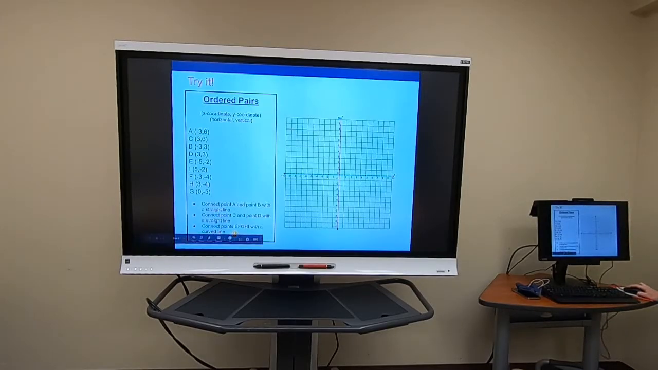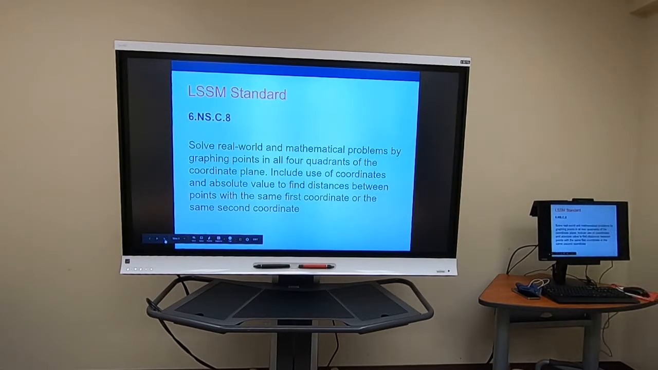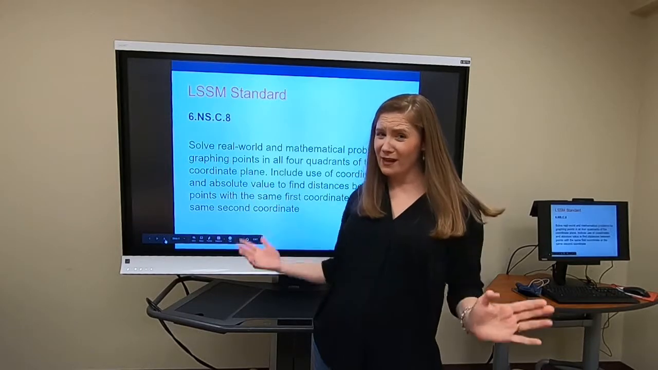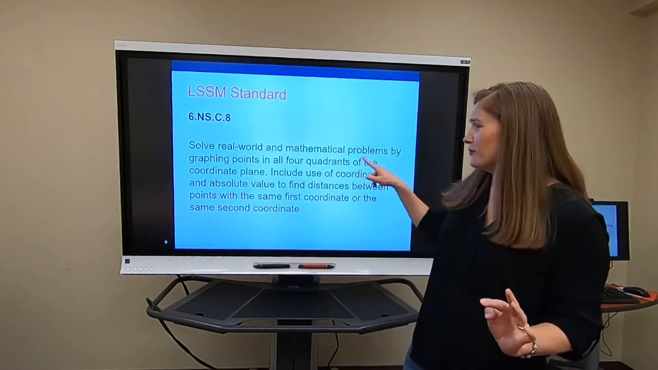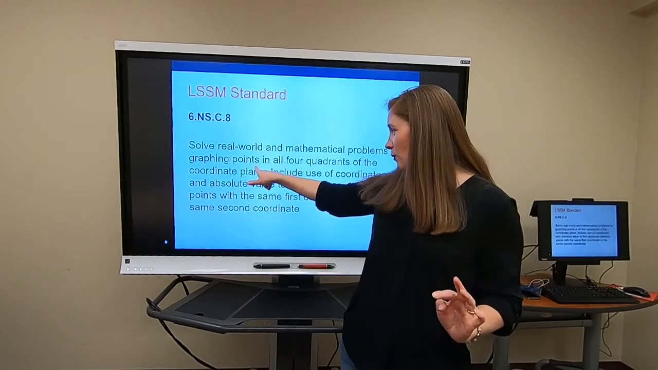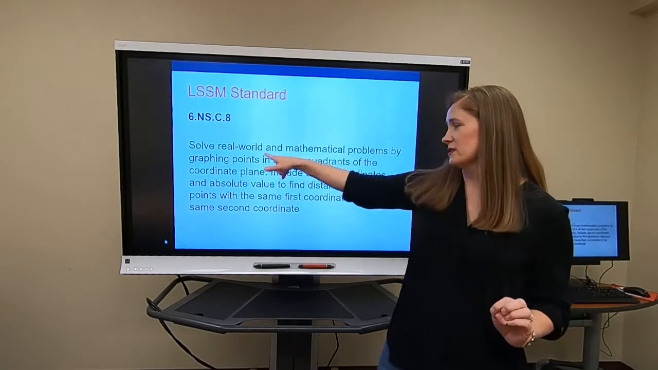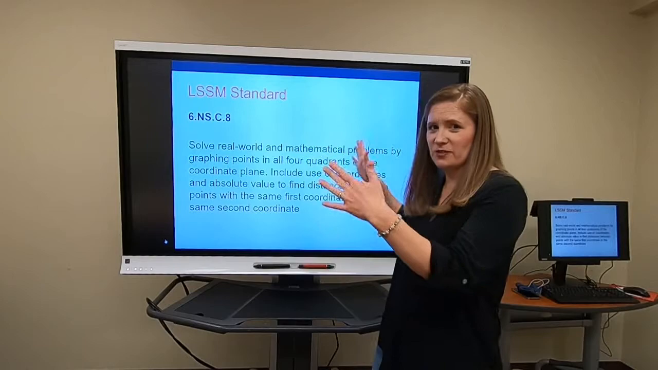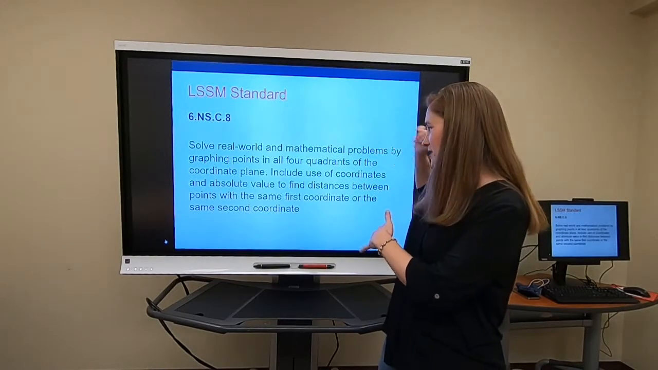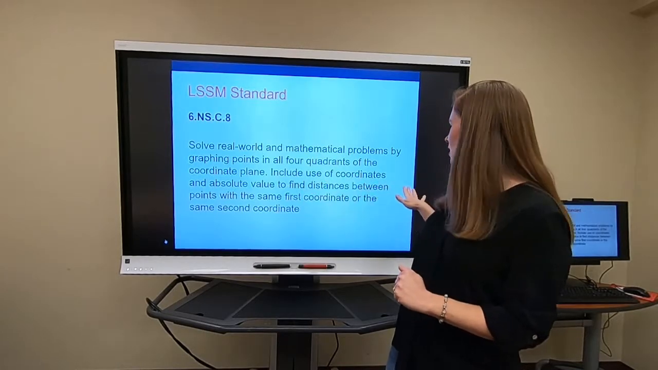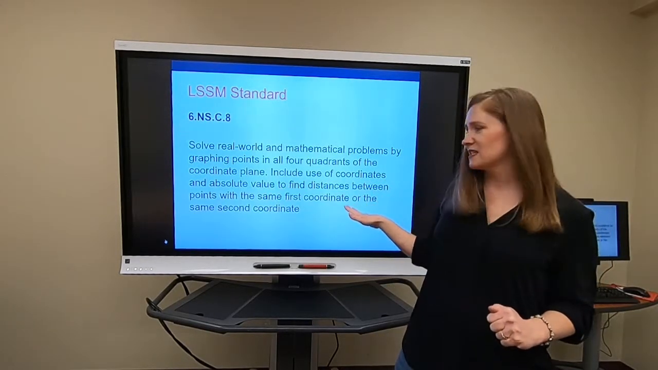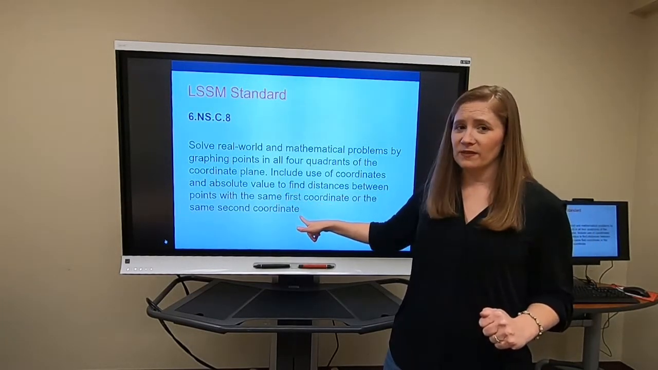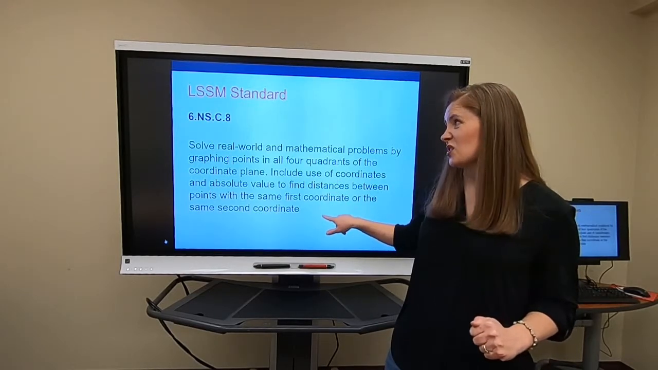So let's talk real quick about what we did today. Today, we didn't solve any real world problems because we hadn't gotten to that yet. That's okay. We solved mathematical points by graphing points in all 4 quadrants of the coordinate plane. We will get to the real world problems, but sometimes you have to learn how to do the math and then relate it to the real world. We're also going to include coordinates and absolute value to find distances between points with the same first coordinate and/or second coordinate. That's something we're touching on in the activity we're going to do next time.